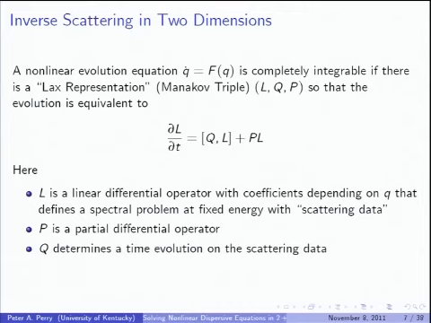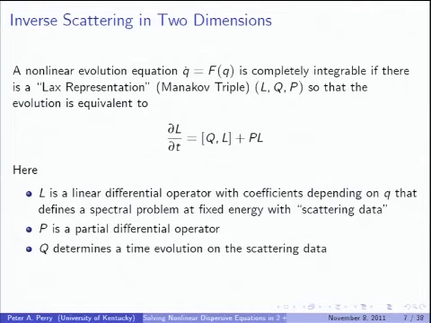What does it mean for a nonlinear equation like those that I displayed to be completely integrable? So if the evolution equation is q dot equals f of q schematically, where f of q is supposed to be a function of q and its derivatives in space, it's completely integrable if the equation is equivalent to a so-called Lax representation or Manakov triple consisting of 3 differential operators, L, Q, and P, whose coefficients depend on q. Think of q as a function of 2 space variables and time.